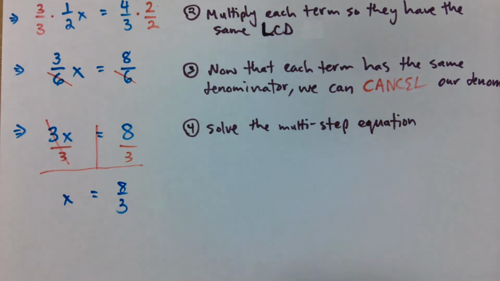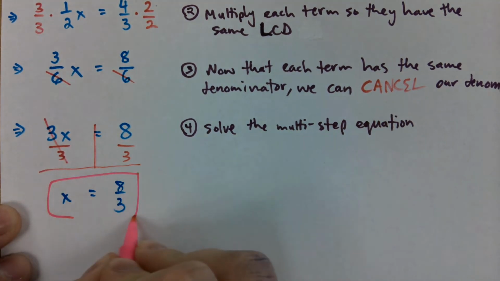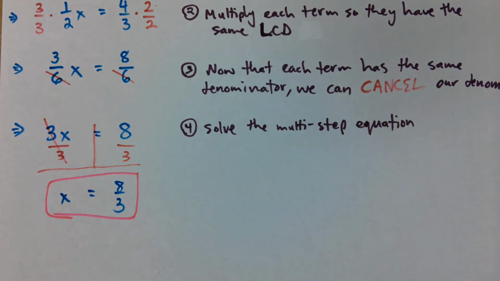Can we simplify 8 over 3 at all? No, we cannot. So that's our answer. Don't write it as a mixed number, like 2 2/3. We don't want to see that.